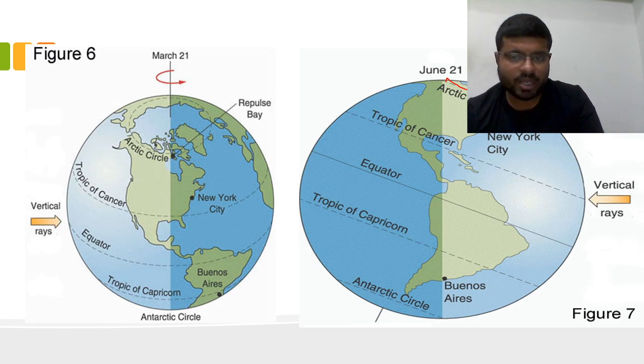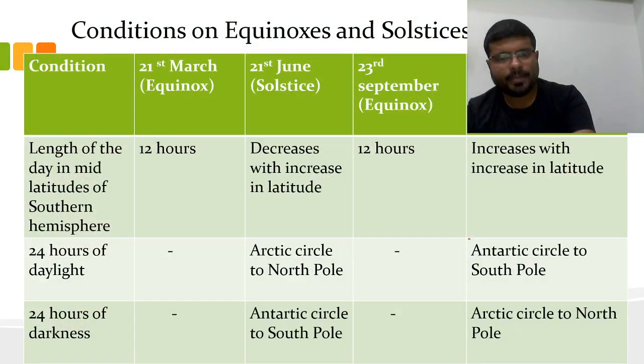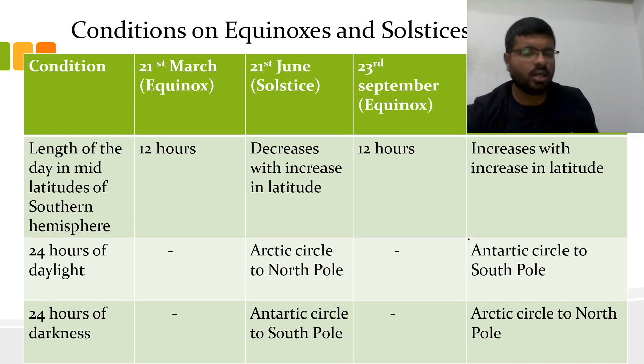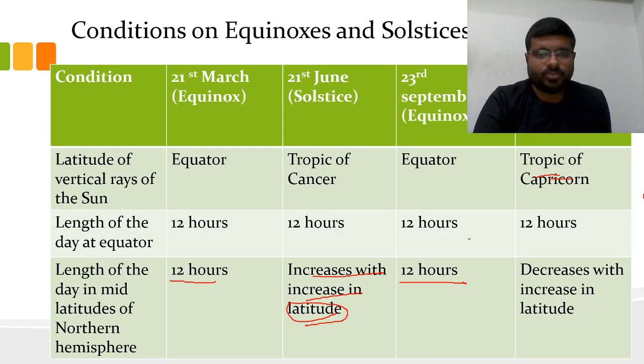On the same day, what happens here? 24 hours of darkness will be found at the Antarctic circle. Right? That's it. 24 hours of darkness, you are finding on the same day from the Antarctic circle to the South Pole. Similarly, 24 hours of daylight, you will find on the 22nd December solstice, from the Antarctic circle to the South Pole, that is in the southern hemisphere.